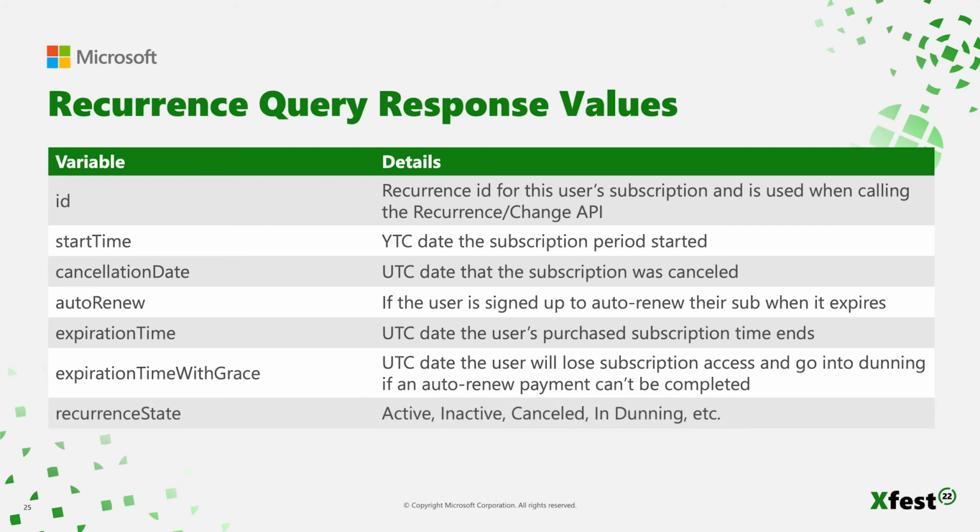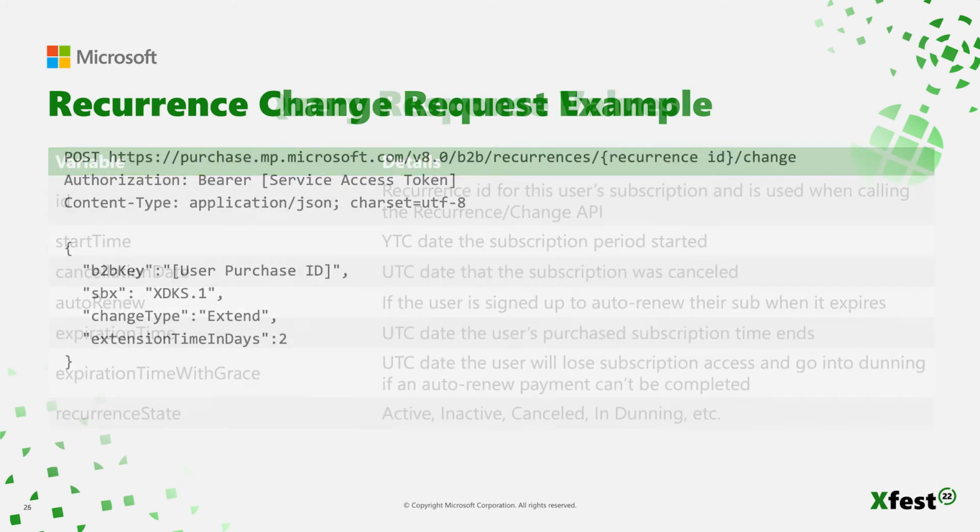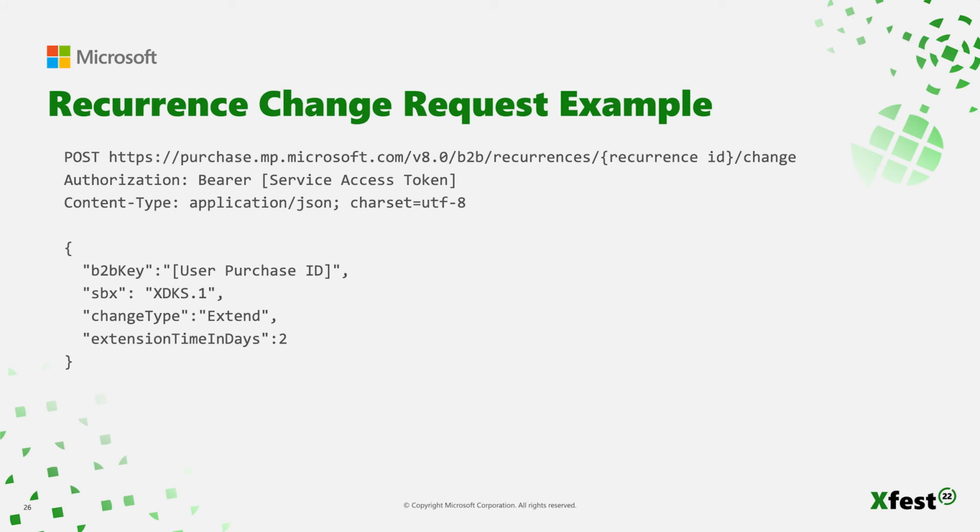The recurrent state helps indicate if this is active, canceled, inactive, or is in that dunning state. To manage the user's subscription, you can use the Recurrence Change API. In this example request, this would extend the user's subscription end time by 2 days.